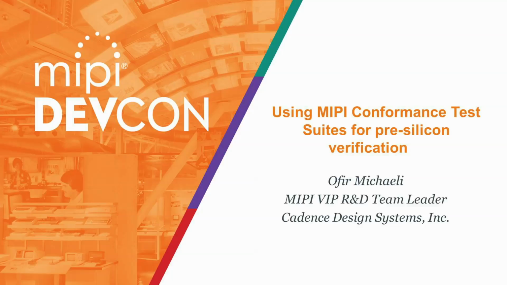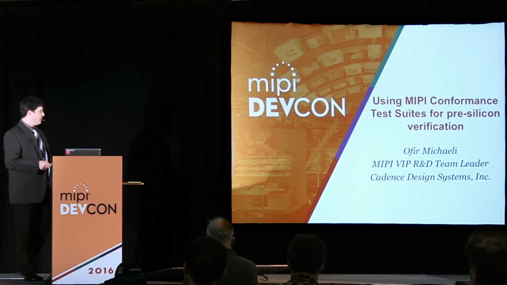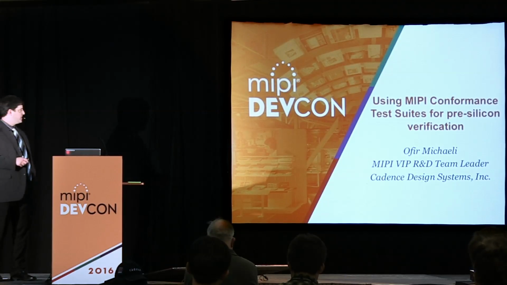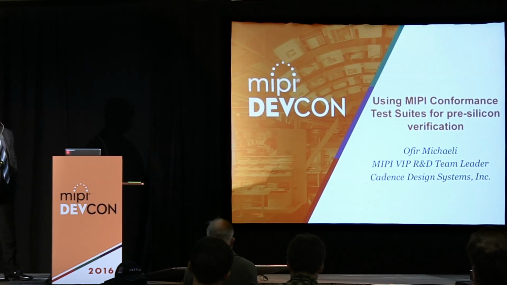So I'm really glad to be here, and I really appreciate that you all stayed until now to hear my presentation. So Ross talked a bit about CTS, which is provided by MIPI, the Conformance Test Suite. And I'm going to talk a little bit more about those CTSs that are provided by the different working groups. They are mainly provided for post-silicon testing, and I'm going to talk about how we can utilize them and use them in pre-silicon verification.